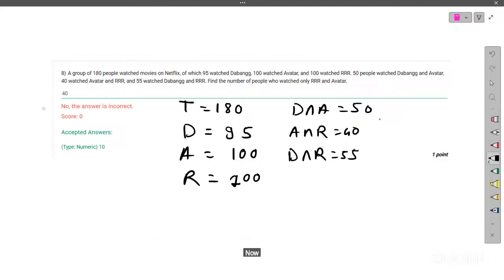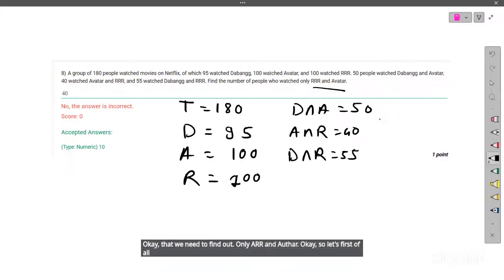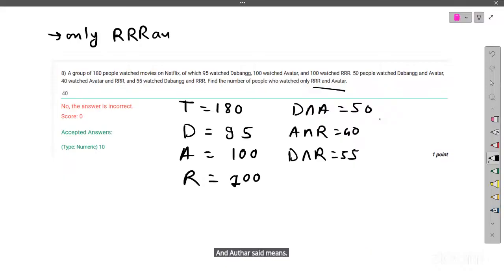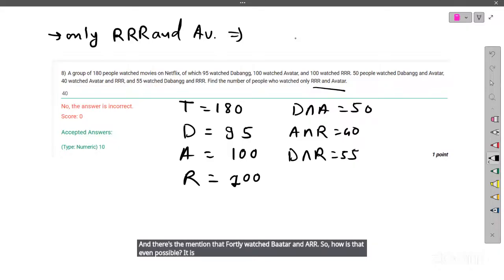Now find the number of people who watched only RRR and Avatar. Okay, that we need to find out. Only RRR and Avatar. So first of all, let's understand what this only RRR and Avatar set means. And there is the mention that 40 watched Avatar and RRR. So how is that even possible? Is the answer 10?